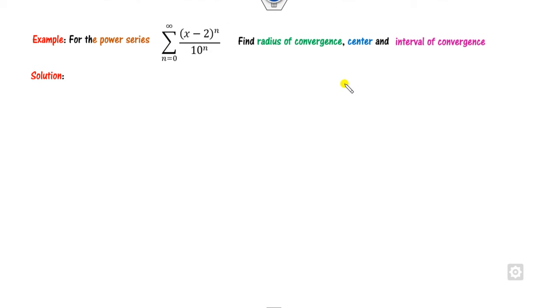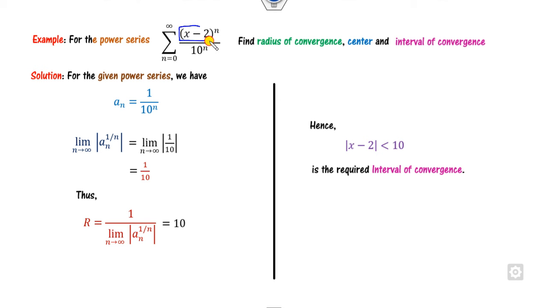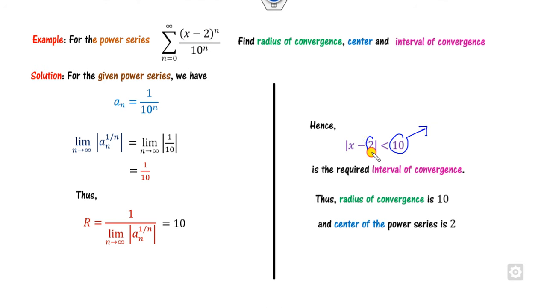If you compare again, what is my a_n? a_n is 1 upon 10 raised to power n. Again, this is a power of n, so we can apply this formula again. What is the limit? 1 over 10. So if you substitute here, the answer is R equals 10. Therefore, in this case, this is only x - 2, which is the required interval, because the coefficient of x must be 1. What is the radius of convergence? This is my radius of convergence, and this is my center of the power series.